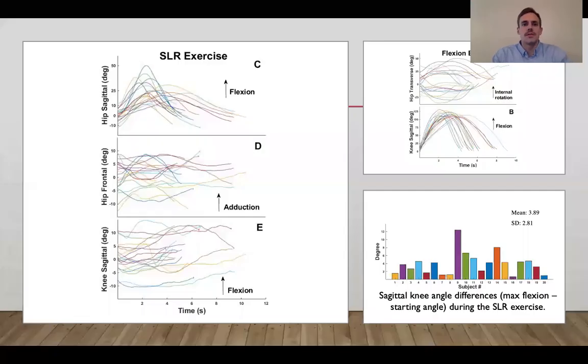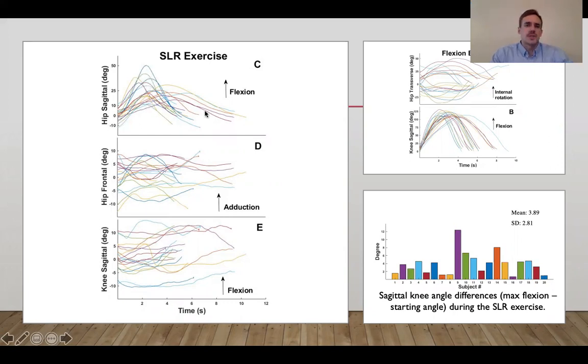So here are the results. The first two graphs that we might look at are first the straight leg raise, the hip angle in the sagittal plane here. This is going to be the major joint movement throughout this exercise. And we see a fairly standard and uniform pattern as they increase in flexion and then come back down into extension. There are going to be some differences in the level of flexion.